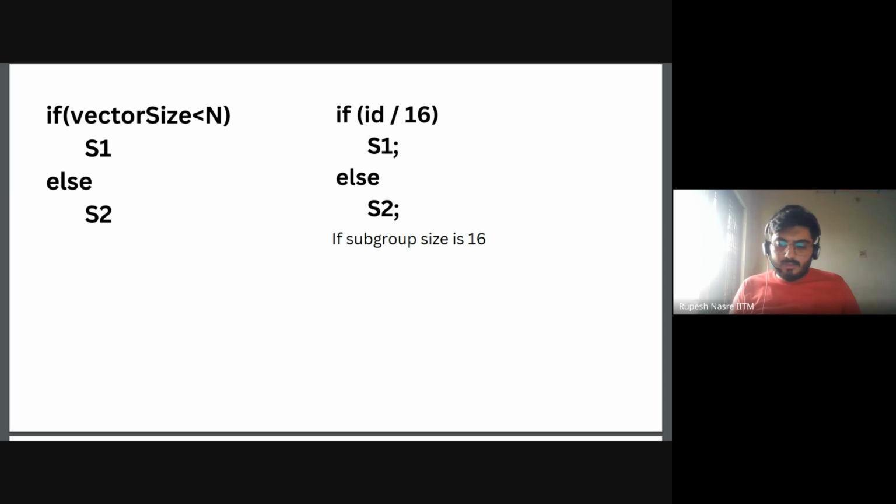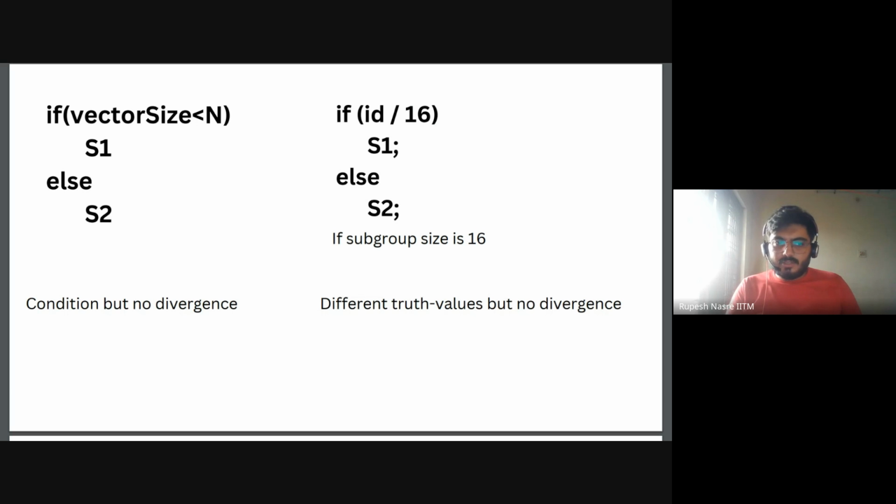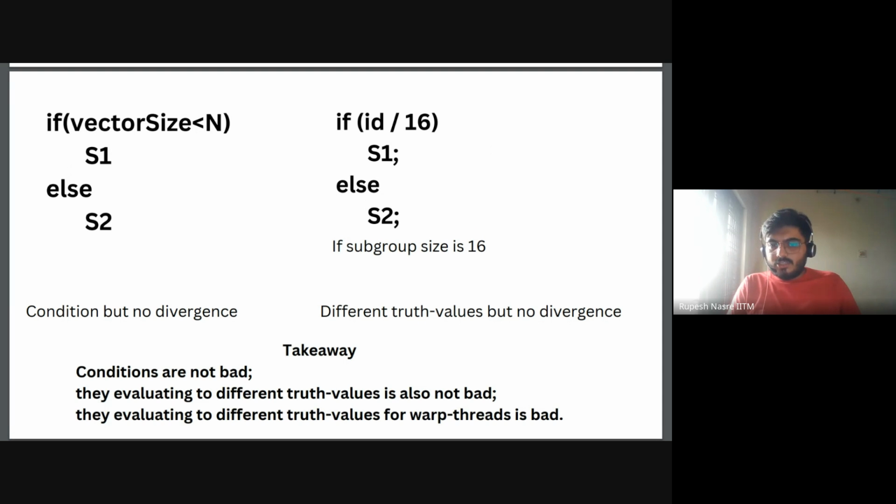Do you get it? Okay. So what we see is that there is a condition, but there is no divergence, right? And also different truth values, but no divergence. For each work group there are different truth values, but there is no divergence. So it is not necessary that conditions are bad. Evaluating to different truth values for each subgroup is also not bad.